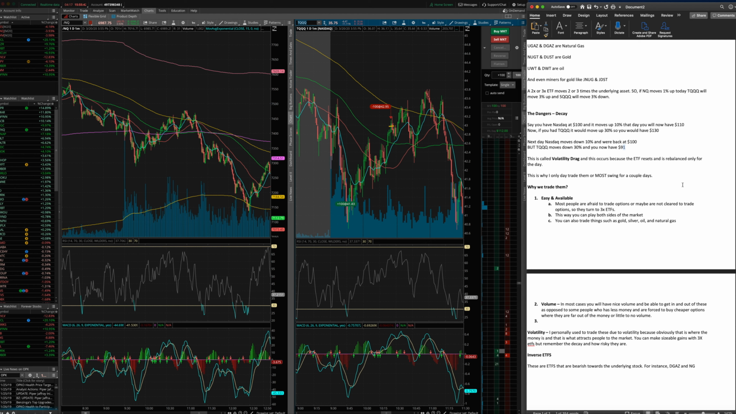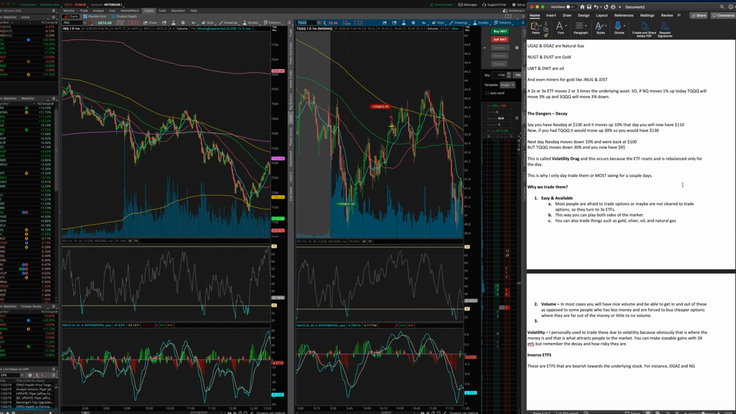So let's go over why we trade them, right? The first is that they're easy and they're available, because most people when they're starting are afraid to trade options. I know I was. I didn't know anything about them. I didn't know anything about theta or any of the different Greeks. I didn't understand what strike prices were. I didn't know what in the money and out of the money was. And on top of that, a lot of brokers won't even clear you to trade options.